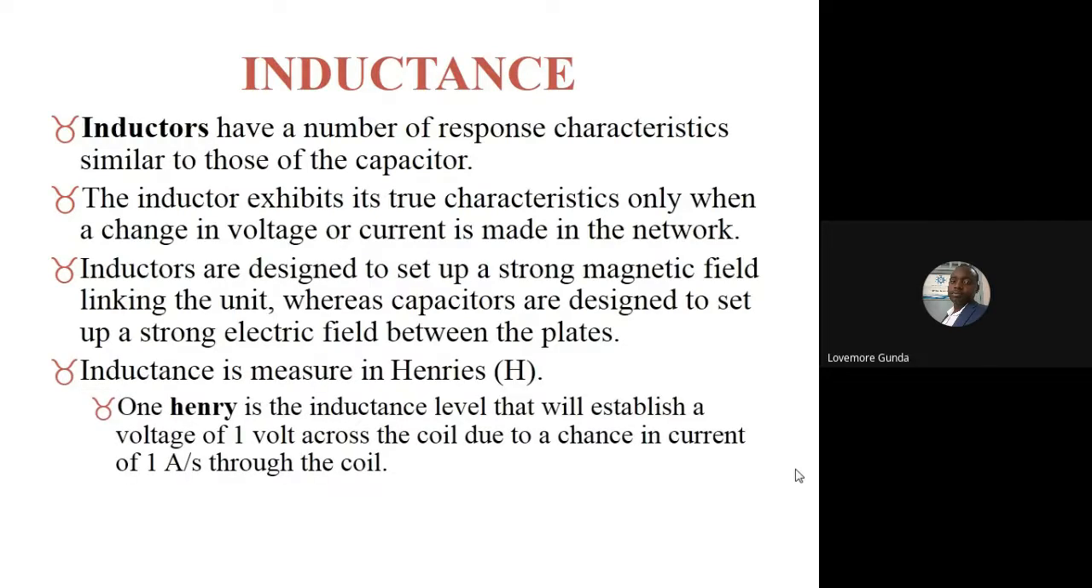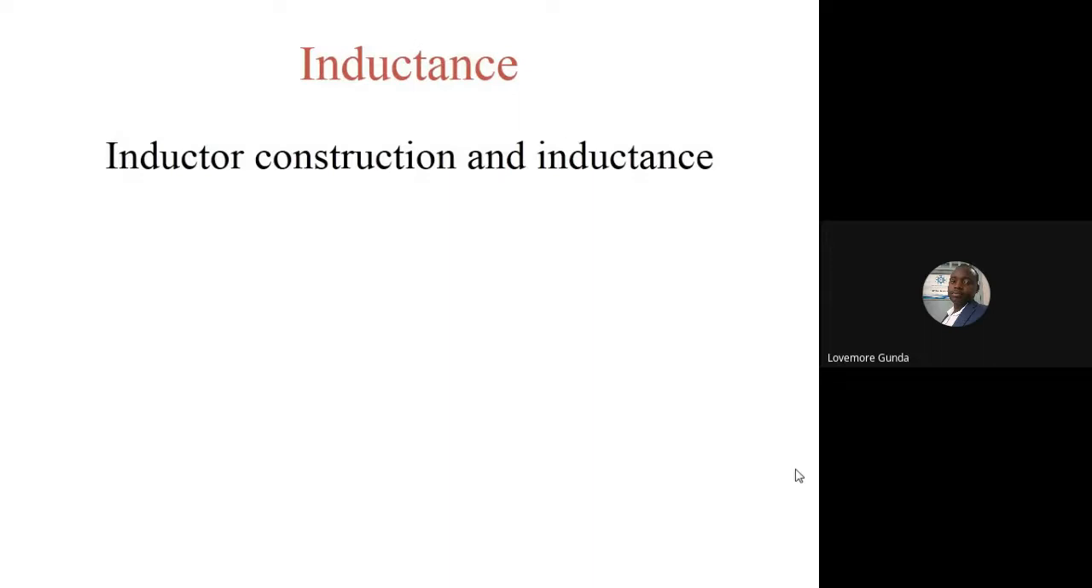Inductance is measured in henries, H, and we define a henry as the inductance of an inductor which establishes a voltage of 1 volt across the coil due to a change in current of 1 ampere per second through the coil. In other words, if the current changes from 2 to 3 amperes in 1 second, and the voltage across that coil is measured to be 1 volt, then we can say the inductance of that device is 1 henry.